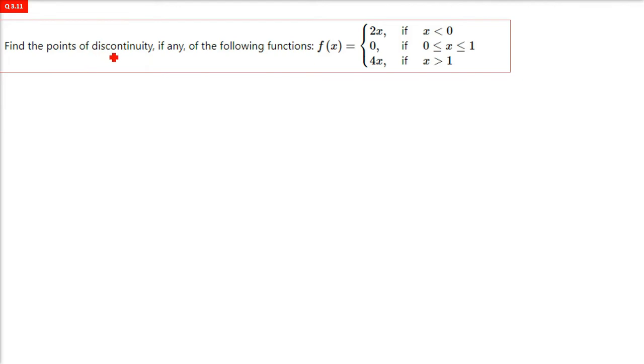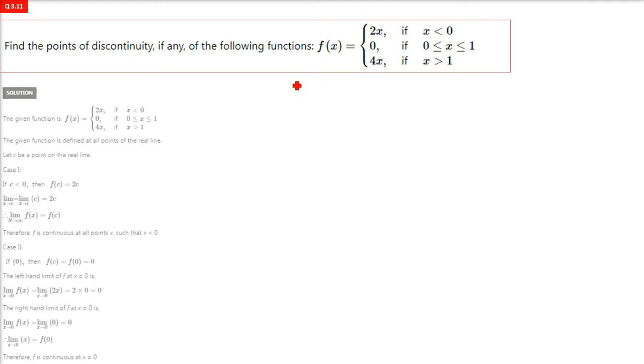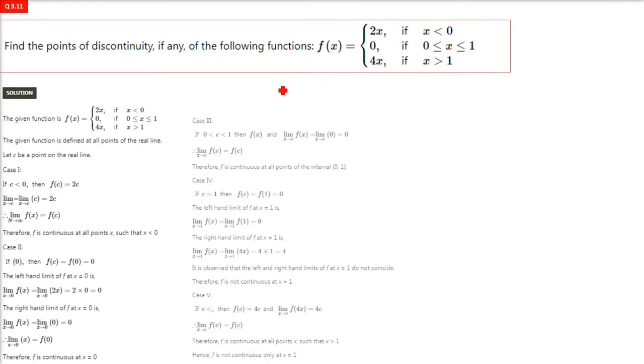Find the points of discontinuity, if any, of the following function. I'll just leave it for you. I hope you'll be able to do this question. You have to check it for 0, you have to check it for 1. Check both points. 2x is a polynomial, 4x is a polynomial, 0 is a constant function. So they all are continuous.